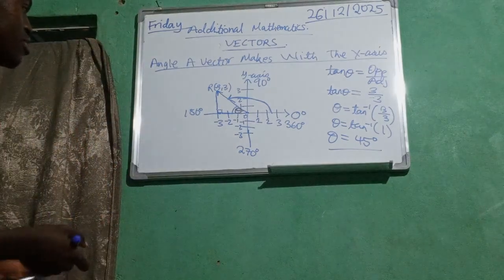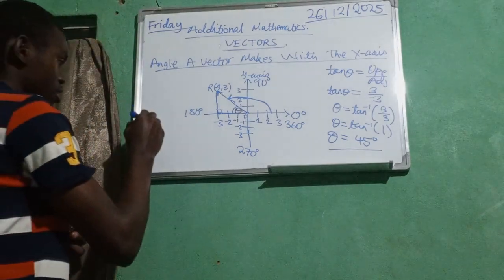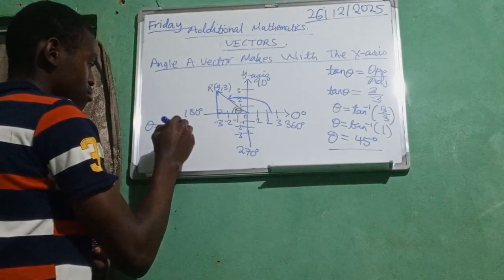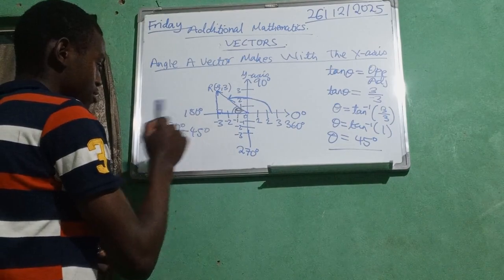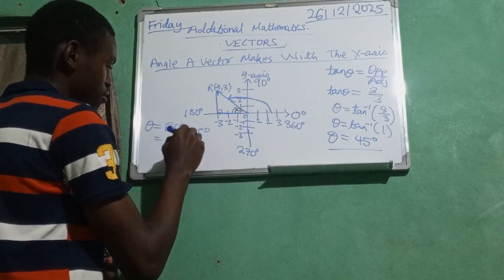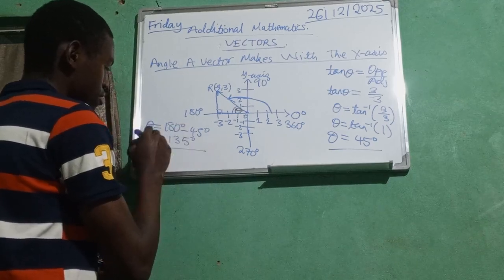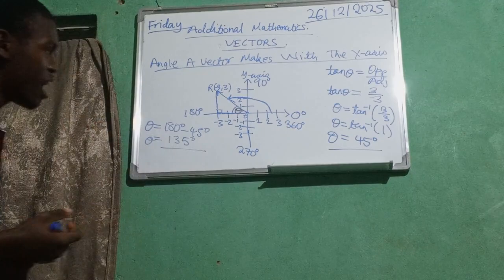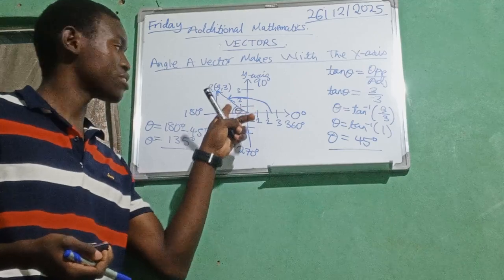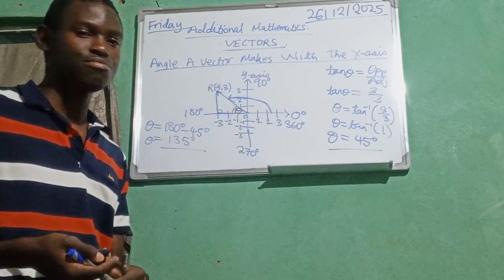So it means that our theta will be equal to 180 degrees minus 45 degrees. This is equal to 135 degrees. This is our final answer. This is the angle that this particular vector in question makes with the x-axis.